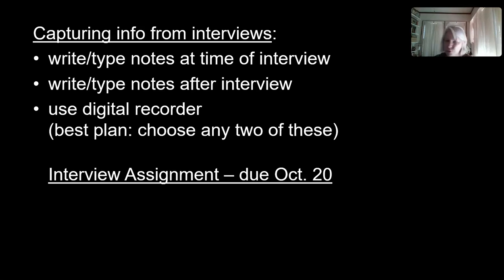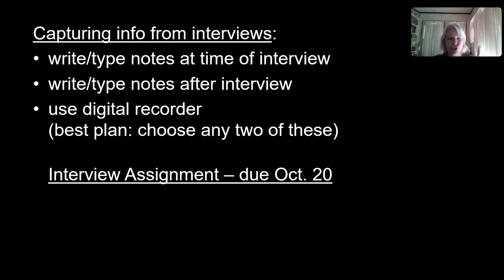The third way, which is probably the most obvious way, is to use some kind of digital recorder. You can use your phone, you can use some other kind of device, right? And that, of course, gives you a really complete record of what happened. You get the language, what you asked, what the other person said exactly. You also get things like tone of voice, right? So, of course, that's a really great method.